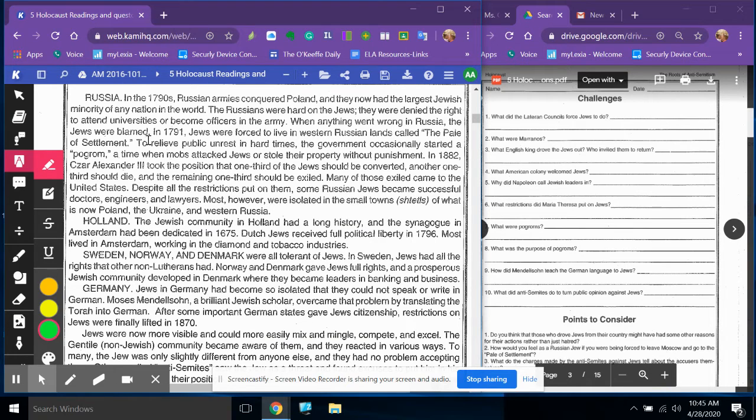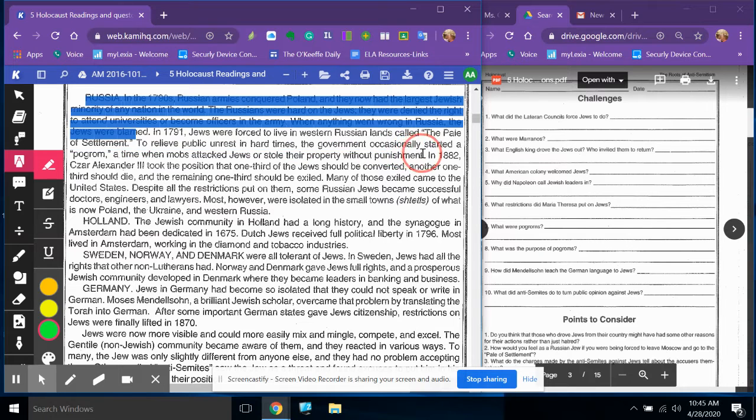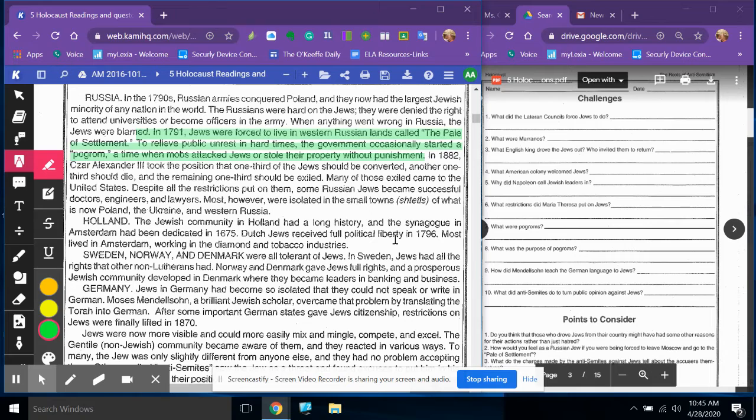To relieve public unrest in hard times, the government occasionally started a pogrom, a time when mobs attacked Jews or stole their property without punishment. So I think that might be important to our questions. In 1882, Tsar Alexander III took the position that one-third of Jews should be converted, another one-third should die, and the remaining one-third should be exiled. Exile means kicked out of the country and sent to live somewhere else. Many of those exiled came to the United States.